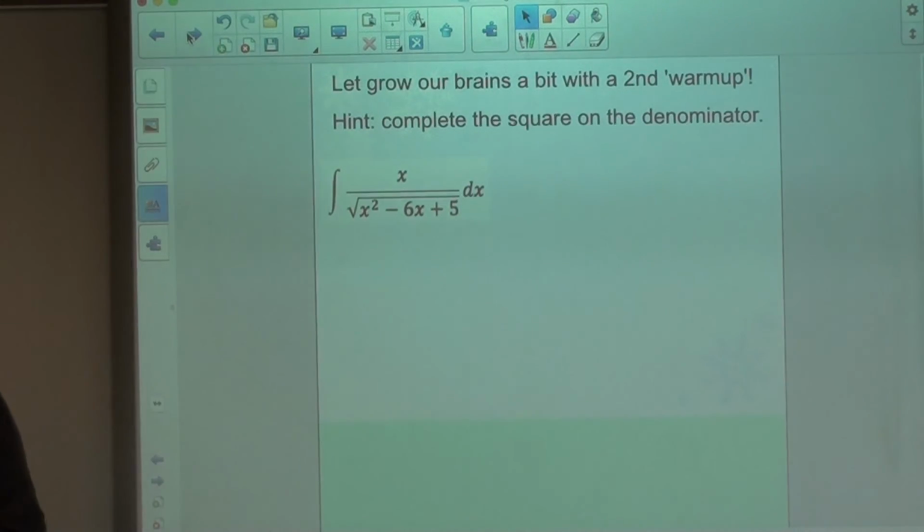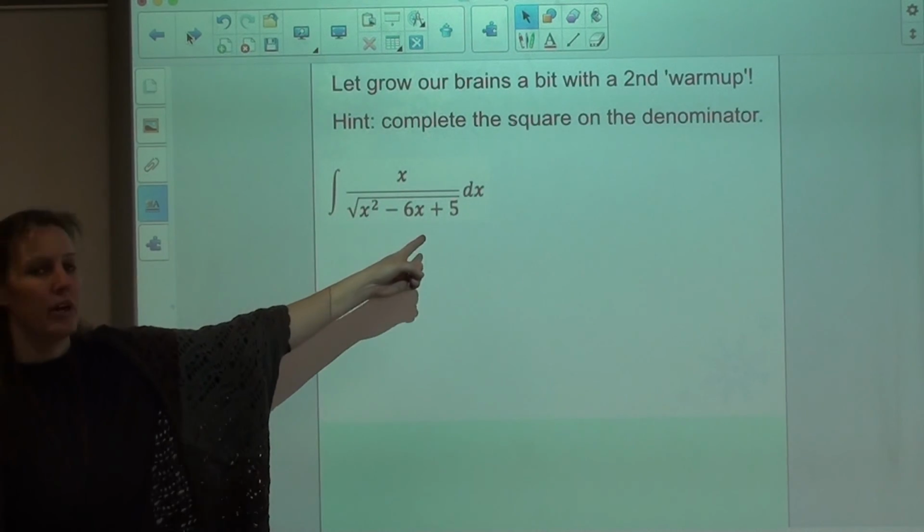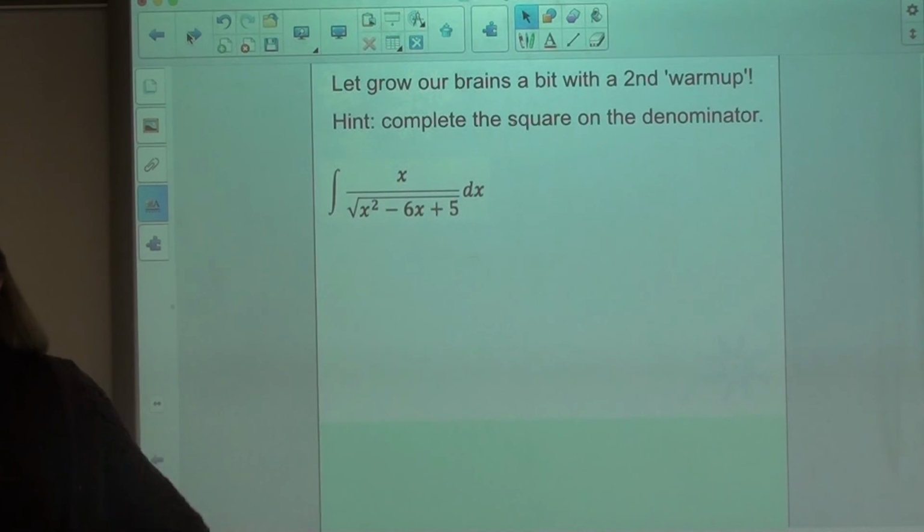But before we start changing limits, we need to learn how to complete the square, which we already know. But I want you guys to try this. Take a minute. First thing I want you to do is rewrite this integral, completing the square on the quadratic that's in the radical.